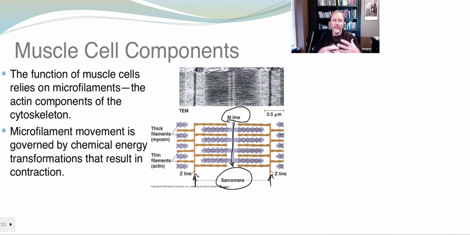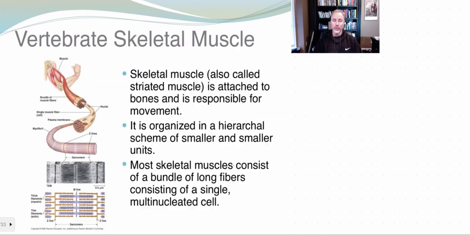And this movement is governed by chemical energy transformations. In other words, the hydrolysis of ATP. As this ATP gets broken down into ADP and Pi, we release a little bit of energy, and that energy is used to shorten the muscles.